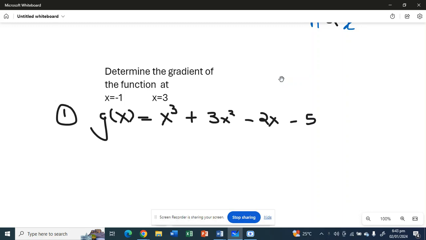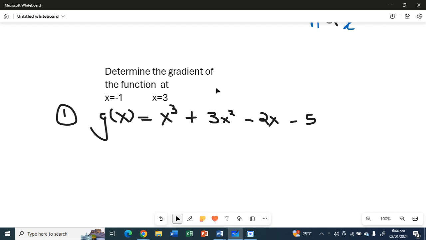All right, so we're looking at how we can determine the gradient at a point for cubic functions to be specific. In order to determine the gradient, we want to use differentiation. Differentiation is going to give us the rate of change at the specific point.